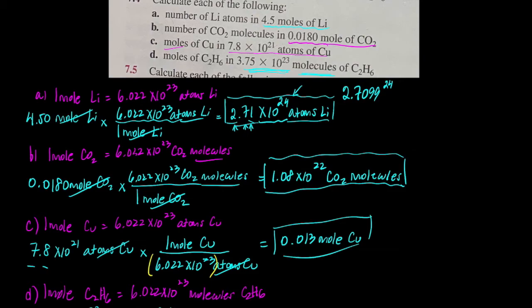And we want molecules to cancel, so I want the 6.022 times 10 to the 23rd molecules of C2H6 to be on the bottom here. And on the other side of the fraction, I want 1 mole of C2H6. So molecules of C2H6 cancels.